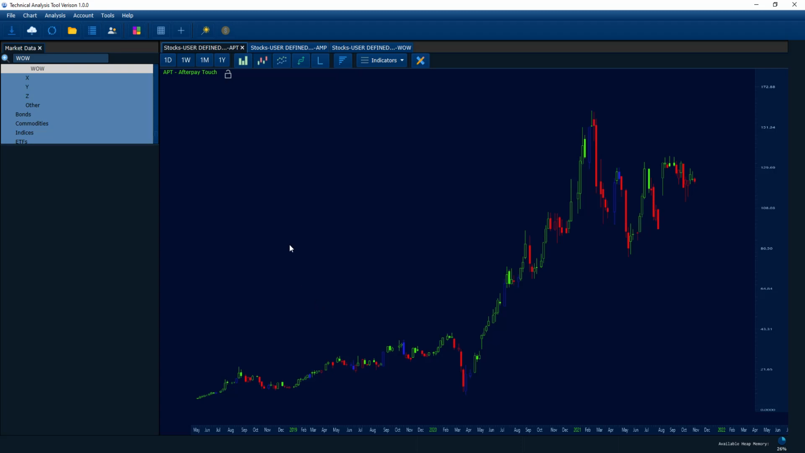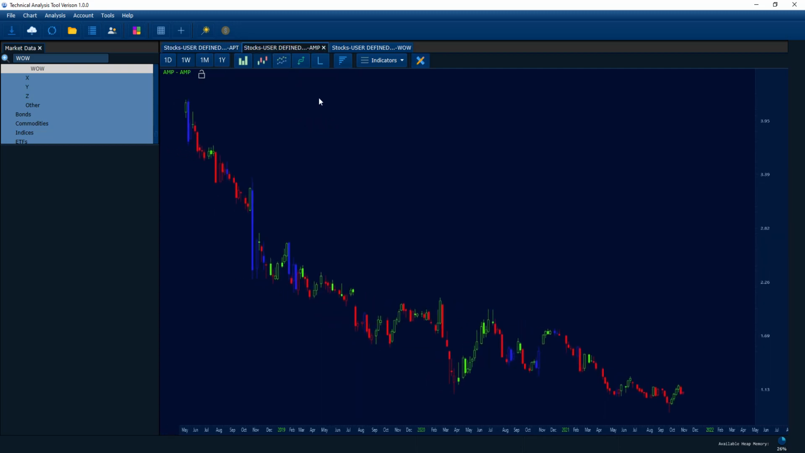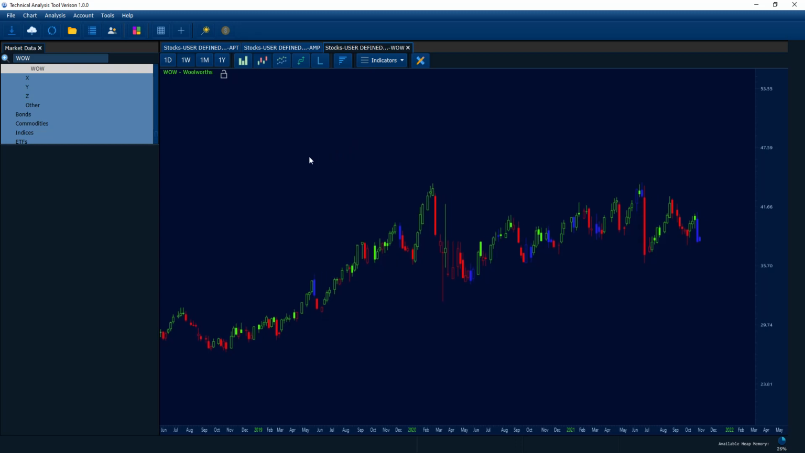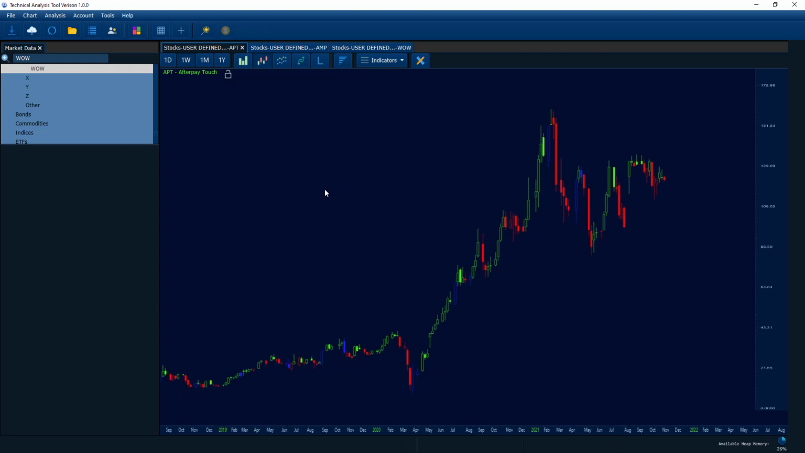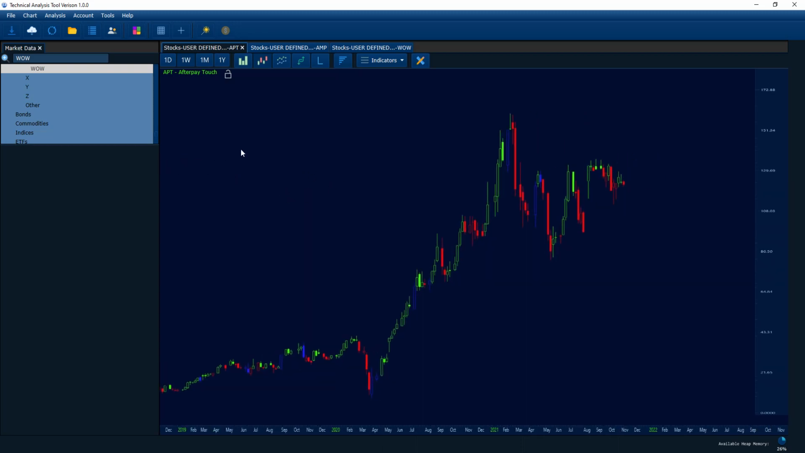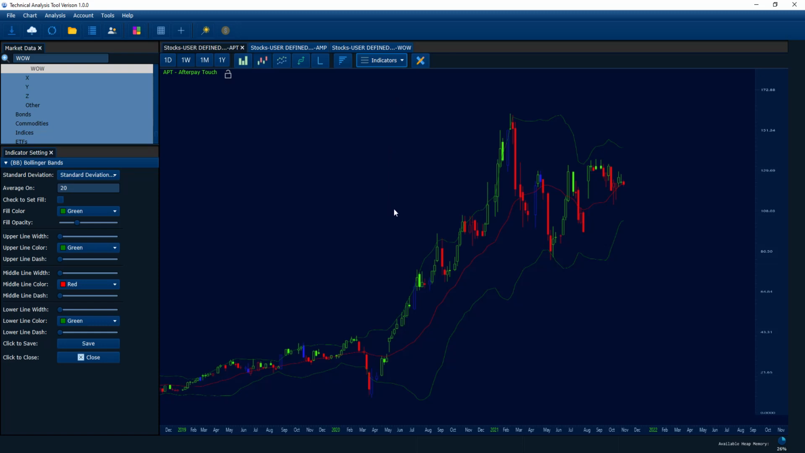As you can see, I already opened three charts. The first one is obviously an uptrend. The second one is a downtrend. The third one includes an uptrend and a consolidation period. When you open a chart, how do you introduce the Bollinger Bands indicator into your chart? You can go into the indicators drop-down list, click on the second one, Bollinger Bands, and you introduce the Bollinger Bands indicator into your chart.